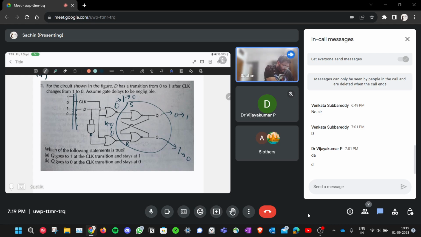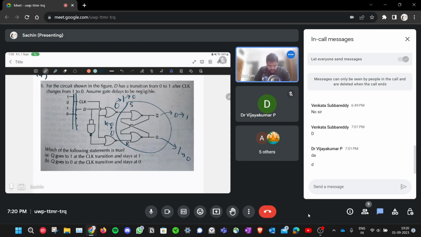Okay, they have other options. Option C is Q goes to 1 at the clock transition and goes to 0 and D goes to 1. So that would be the right answer, right? Q is in the middle part where clock is going low, so that's the clock transition. Q is actually going to 1.